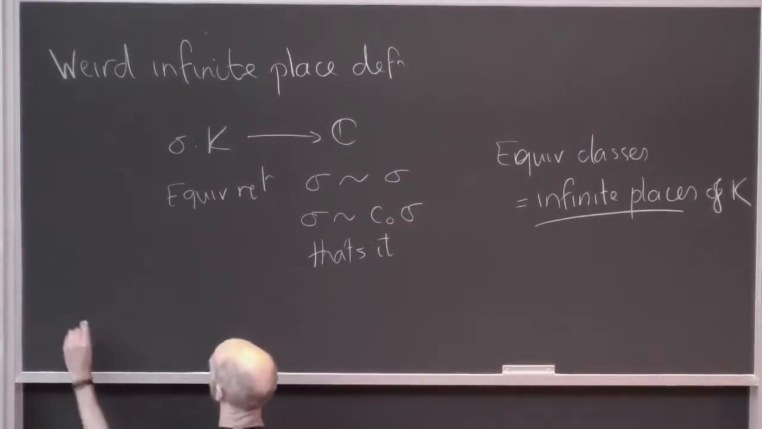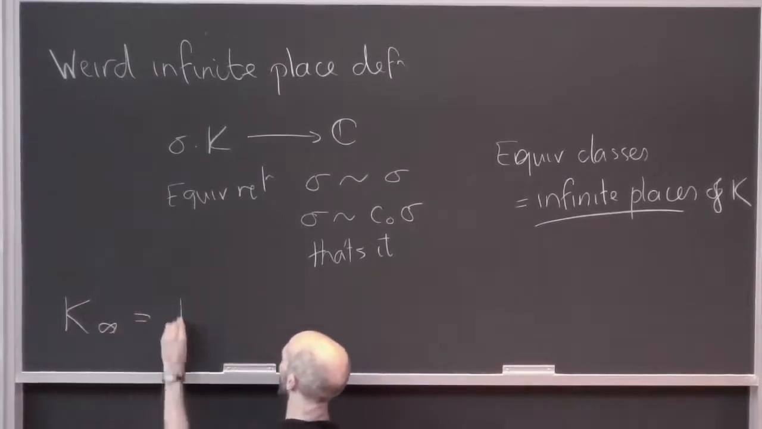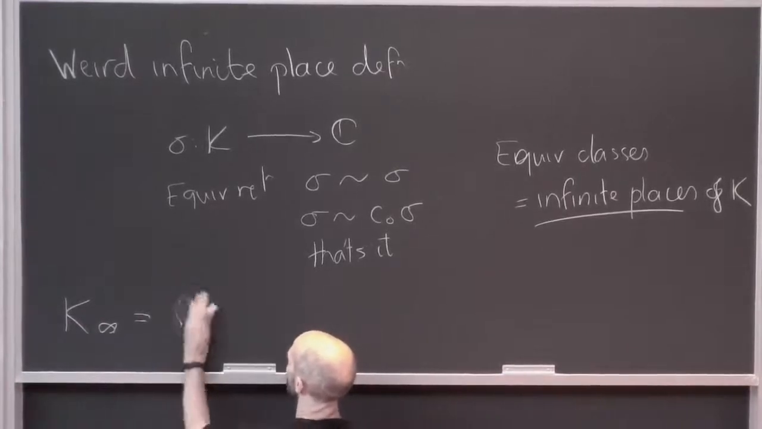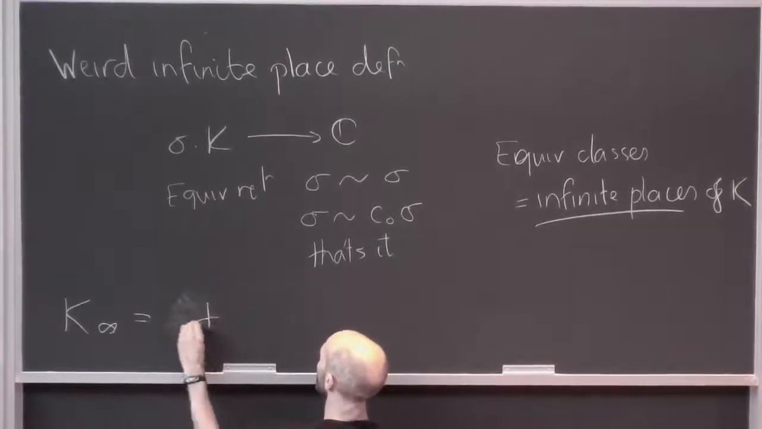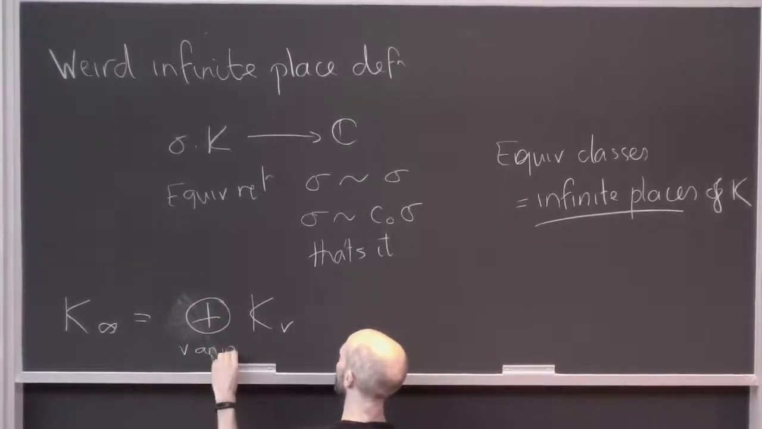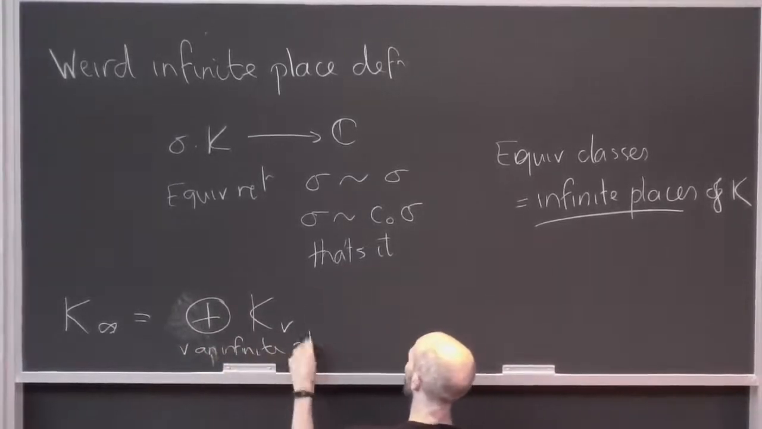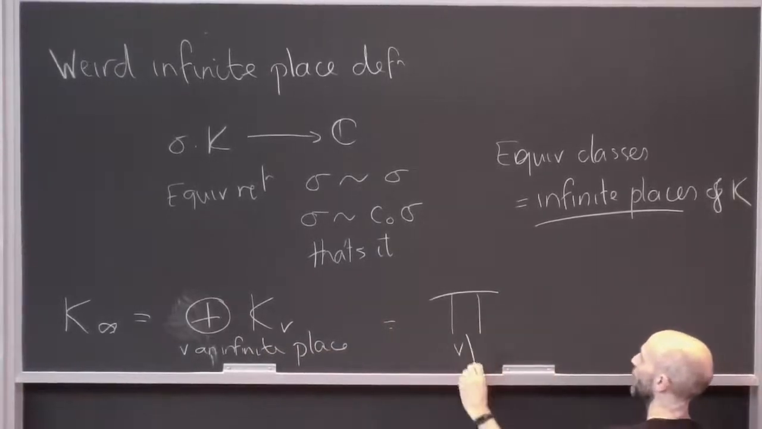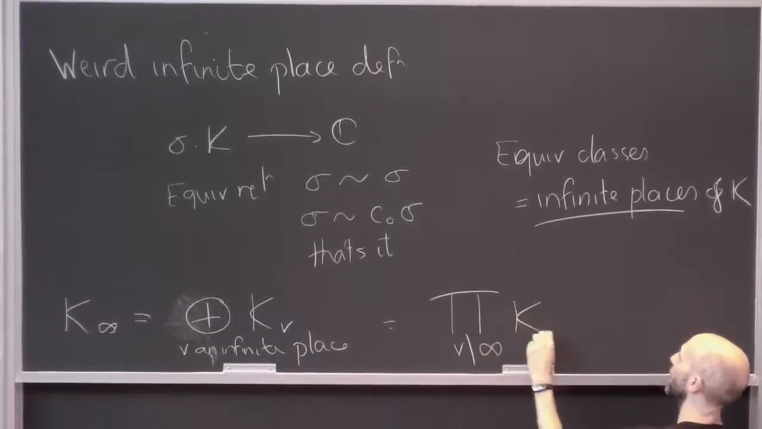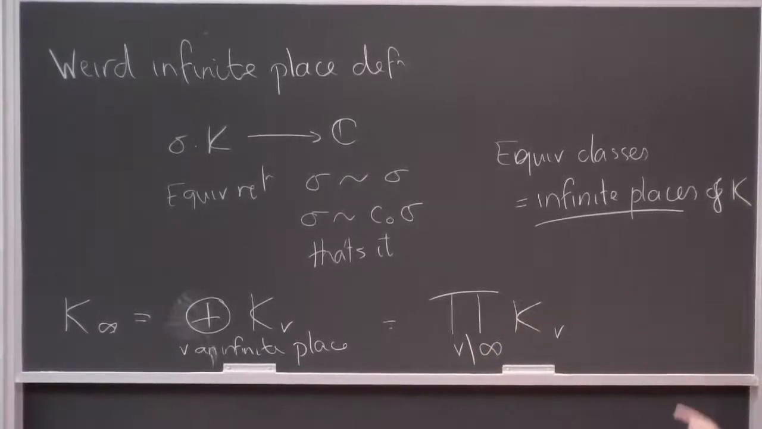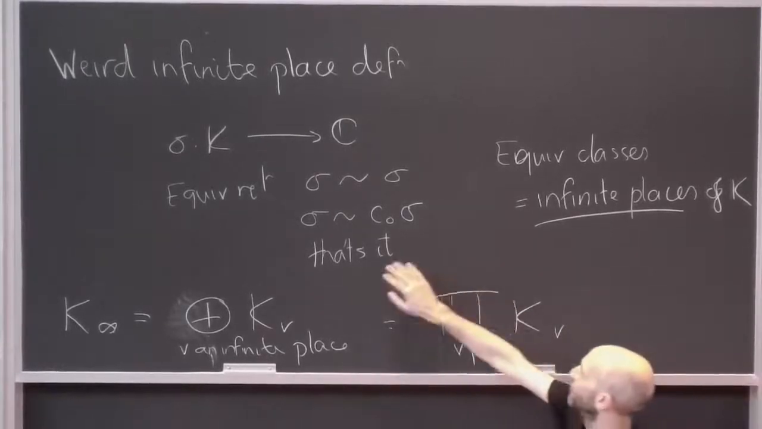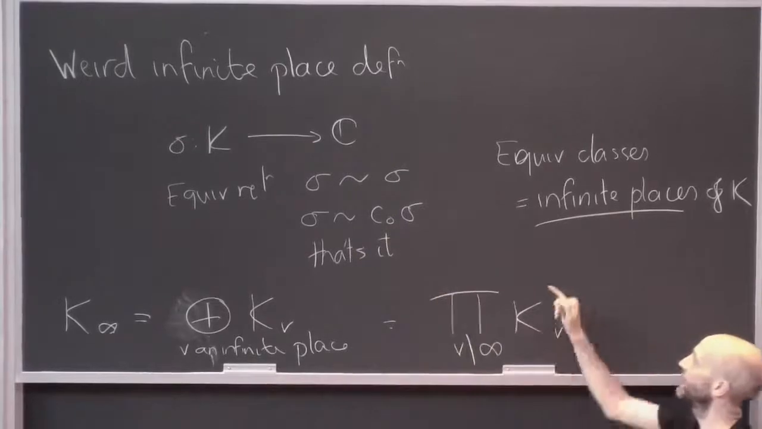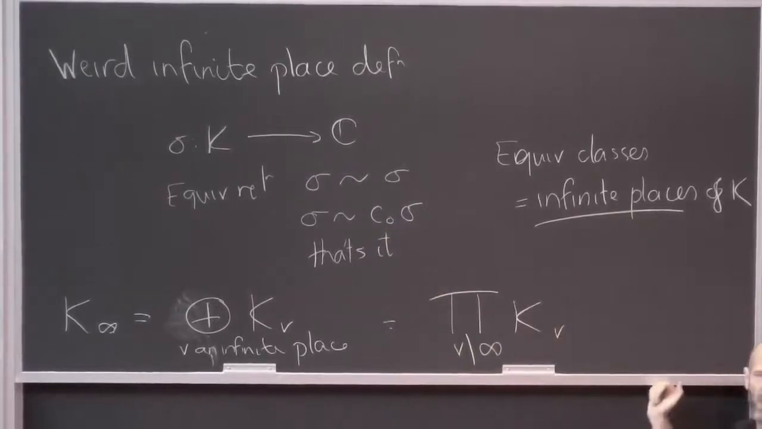The idea is I want to consider K infinity, which is the direct sum of K_v for v an infinite place. I also write this as a product, because this is a finite thing. People write v divides infinity for an infinite place. K_v is just the reals if sigma is real. And if v is one of these pairs of complex places, then K_v is isomorphic to the complexes, but we don't quite know how.